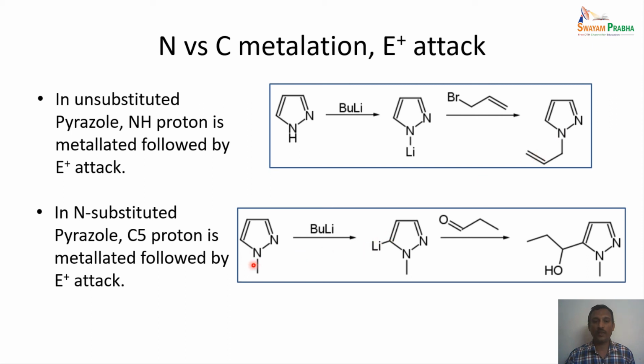Whereas when the nitrogen has an alkyl group, as shown here with the methyl group, there is no acidic proton on the nitrogen, so only the carbon can have an acidic proton. So the butyl lithium abstracts this particular proton, and then reaction with an aldehyde produces the corresponding product as shown here. So the electrophilic attack can take place on the carbon. So depending on whether the acidic proton is present on the nitrogen or not, N-alkylation, or N electrophilic attack, versus C electrophilic attack can be controlled.